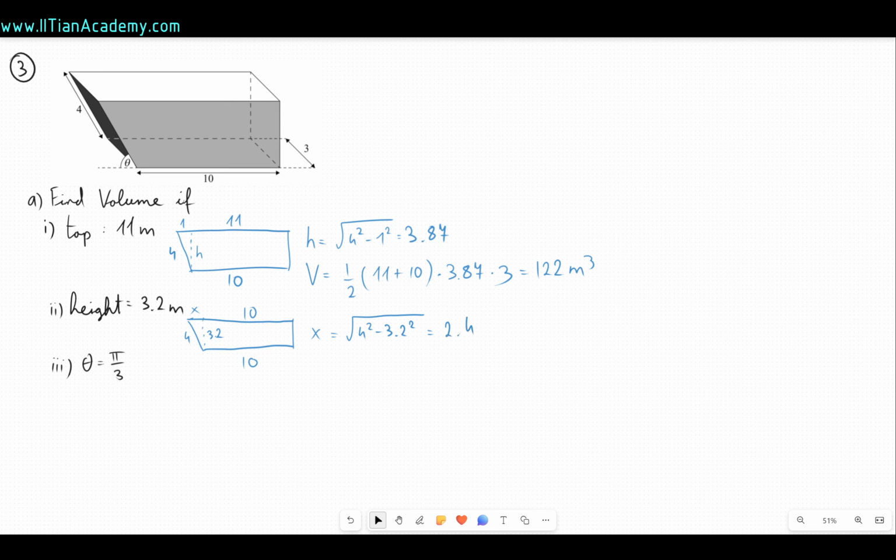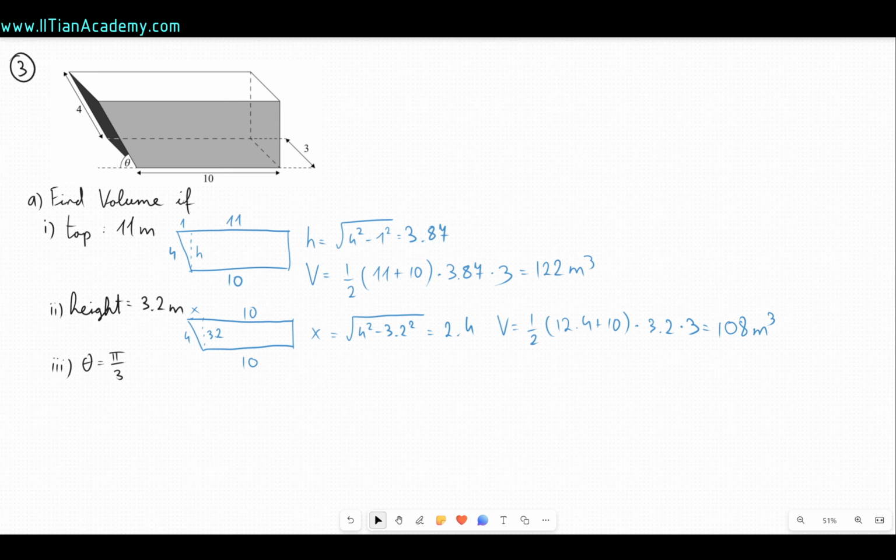So with the same method, the volume is again 1/2 times, well, now the long side is 10 plus x, so 12.4 plus 10, multiplied with the height, 3.2, and again multiplied by 3 to find the total volume. This will give us 108 meters cubed.